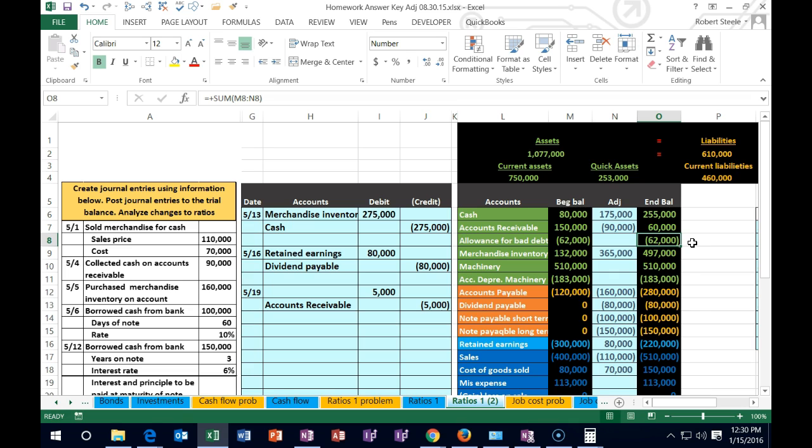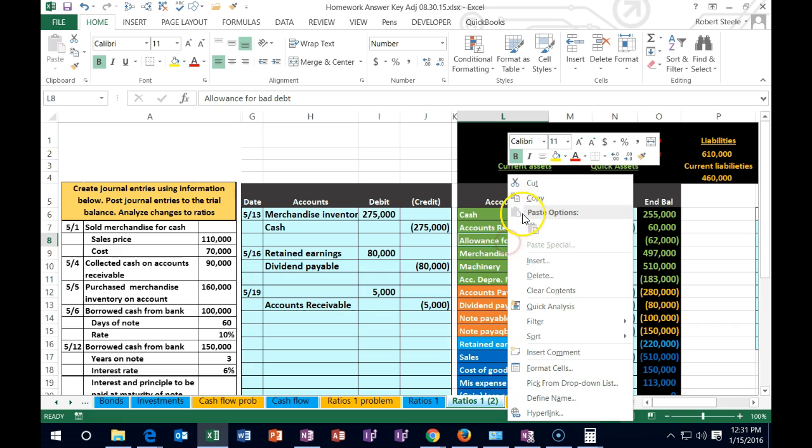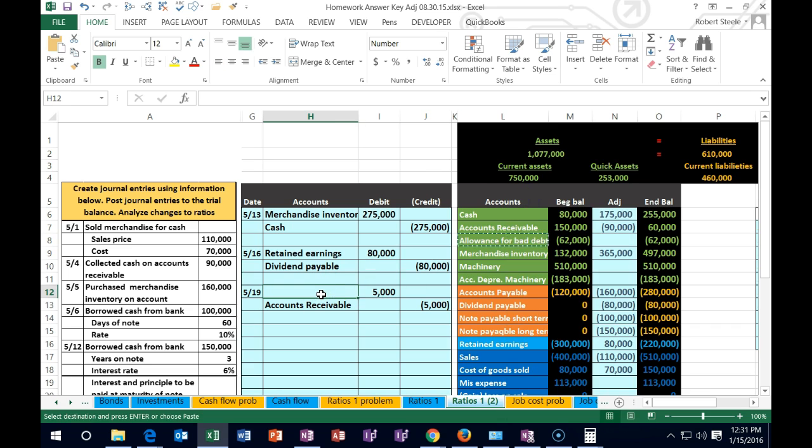Notice this is a contra asset account, meaning it's an asset account with a credit balance in it, unlike all other asset accounts, for the most part, that have debit balances. And therefore, we're going to make this go down. The contra asset is going to go down. It's a credit, so we're going to debit it. So I'm going to copy that and paste it 1, 2, 3 in H12. Right click, paste. 1, 2, 3.